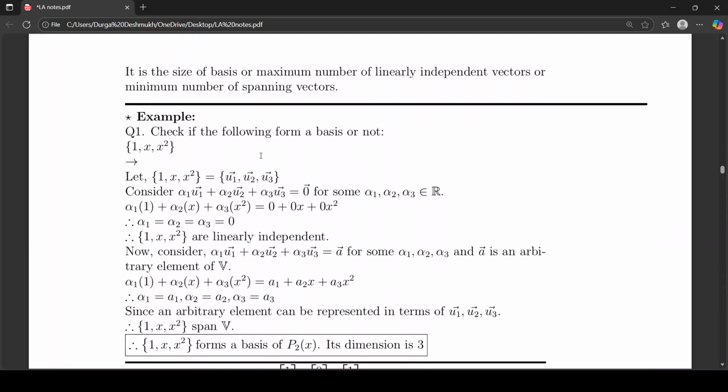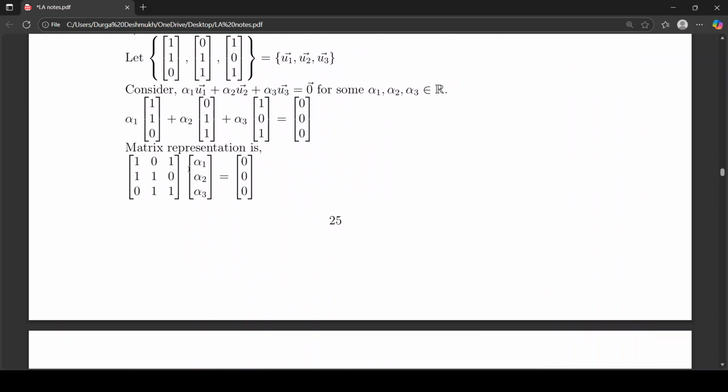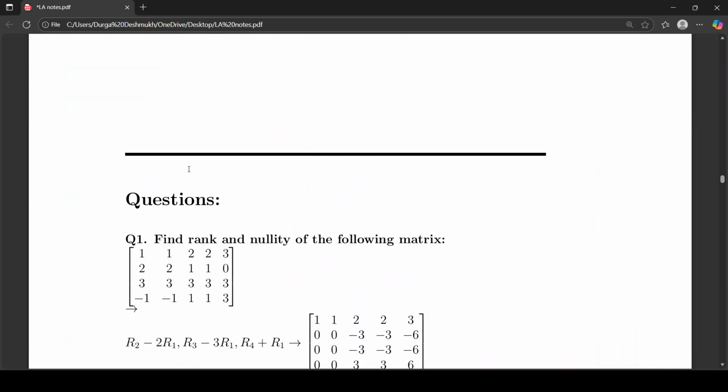So for example, to check if this set is a basis or not, we just have to check if its vectors are linearly independent and if they span the entire vector space. Similarly for various other equations. These are some questions which I will be discussing. I will basically be telling the general method of solving these questions instead of going through every single one of them.